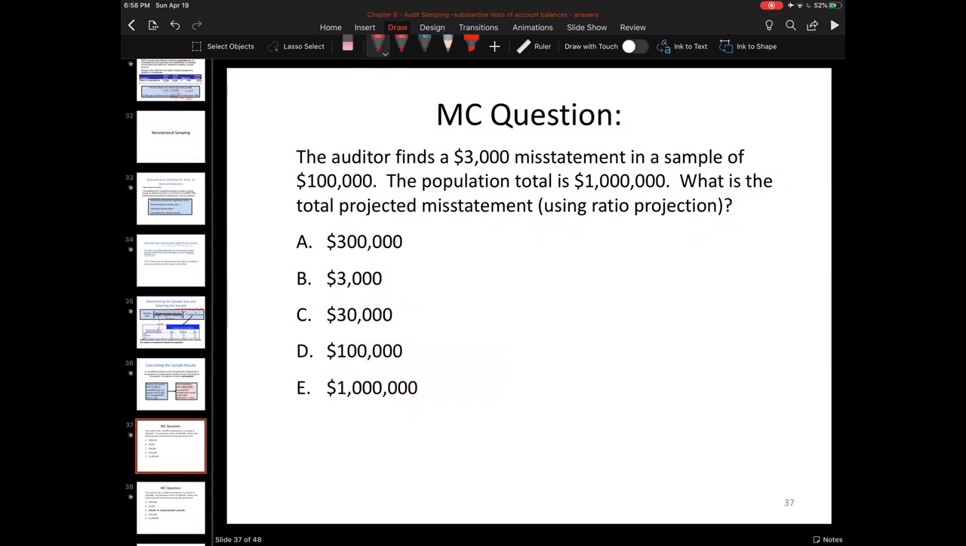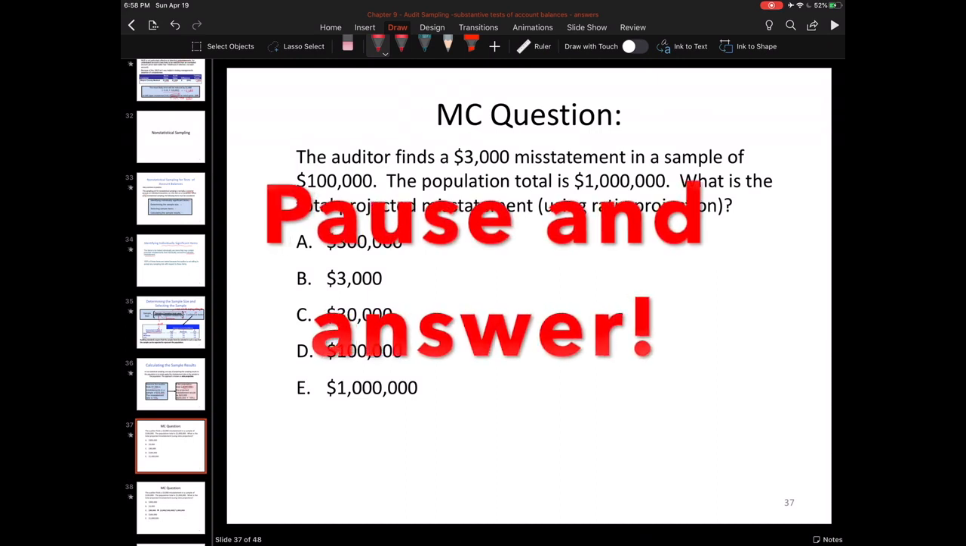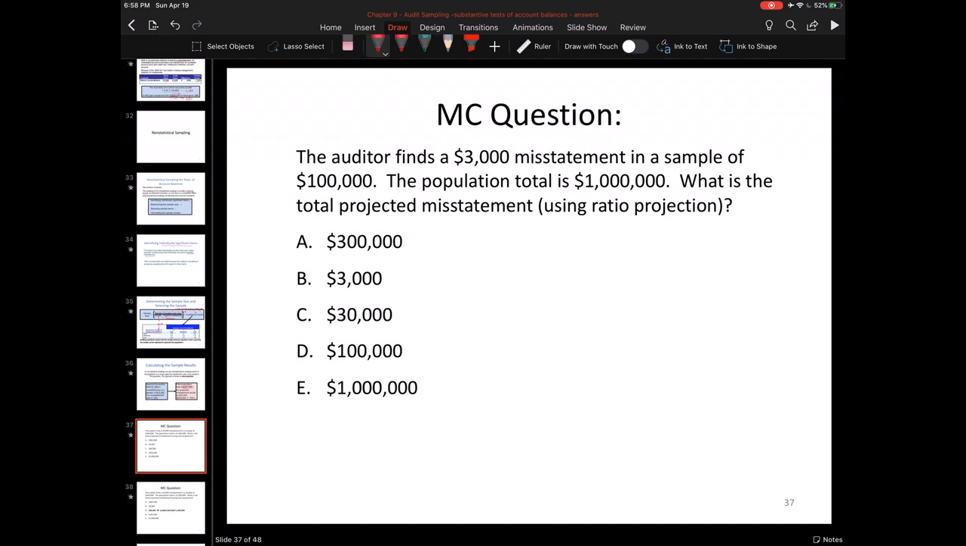Okay, I'm going to let you pause and read this question and do ratio projection. The question is, the auditor finds a 3K misstatement in a sample of 100K. So this seems like a 3% error rate. And then if we're using ratio projection, I would multiply that by my 1 million to come up with my total projected misstatements. So hopefully you got answer C.